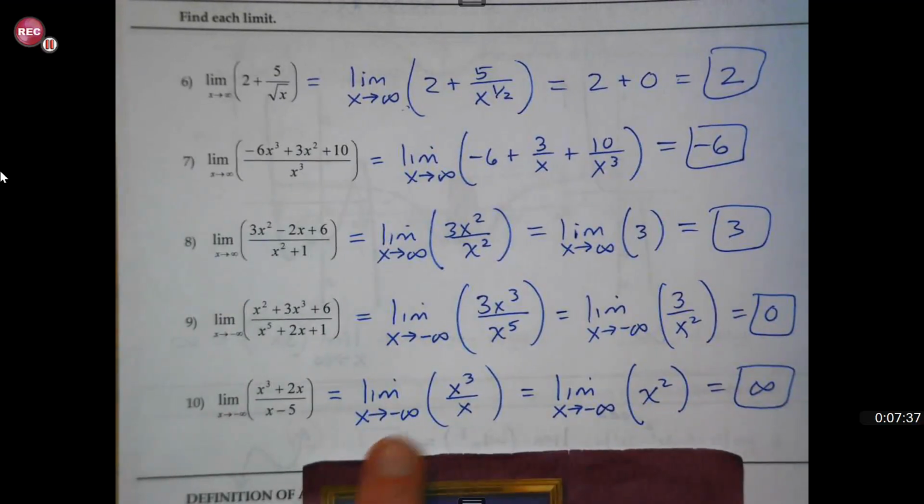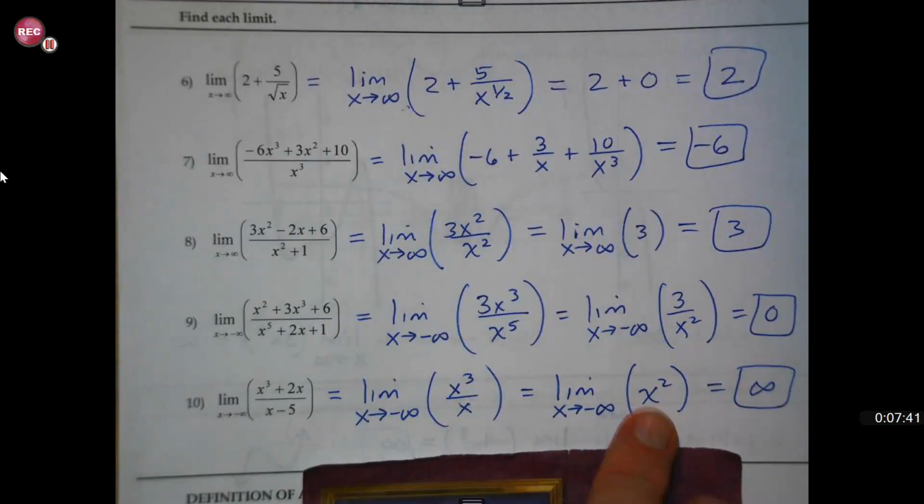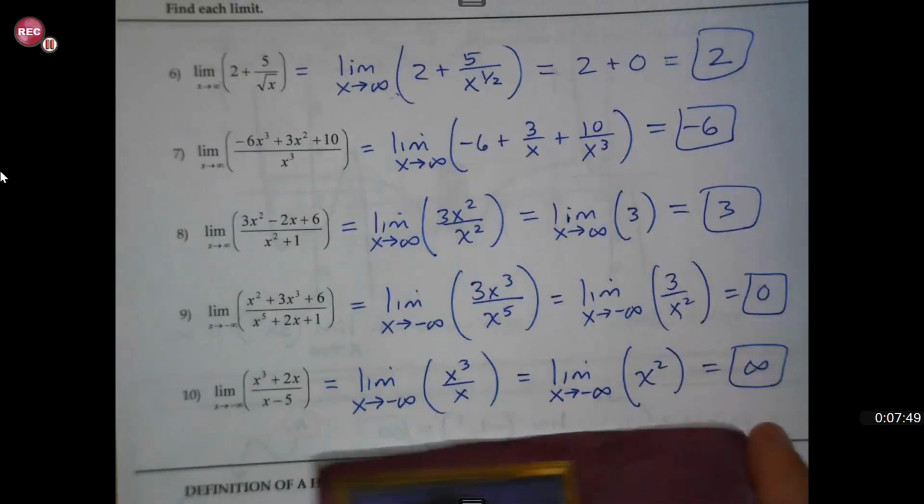All right, for this one, I have x cubed over x. That simplifies to just x squared. And as x goes to -infinity, because we're squaring it, the value of the limit is going to be positive infinity and not negative infinity.